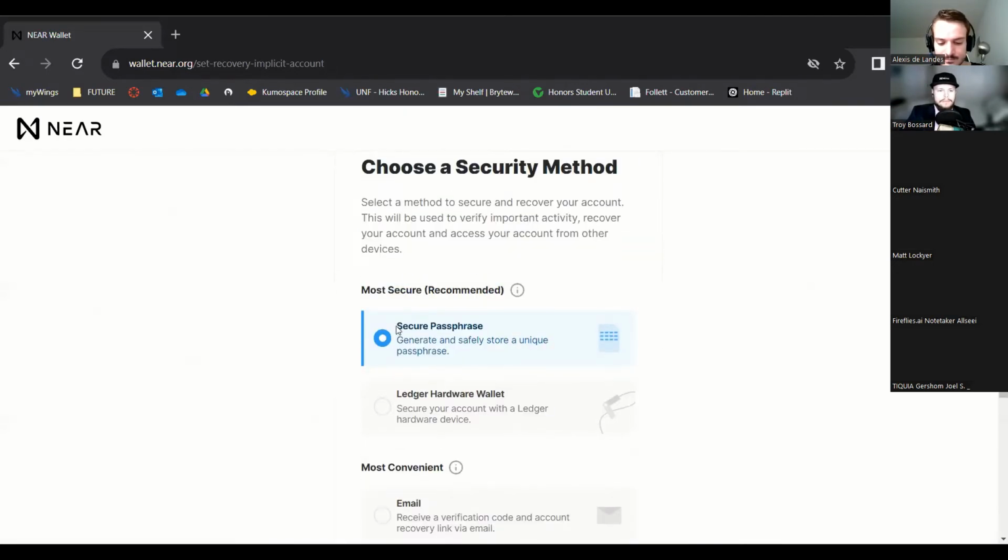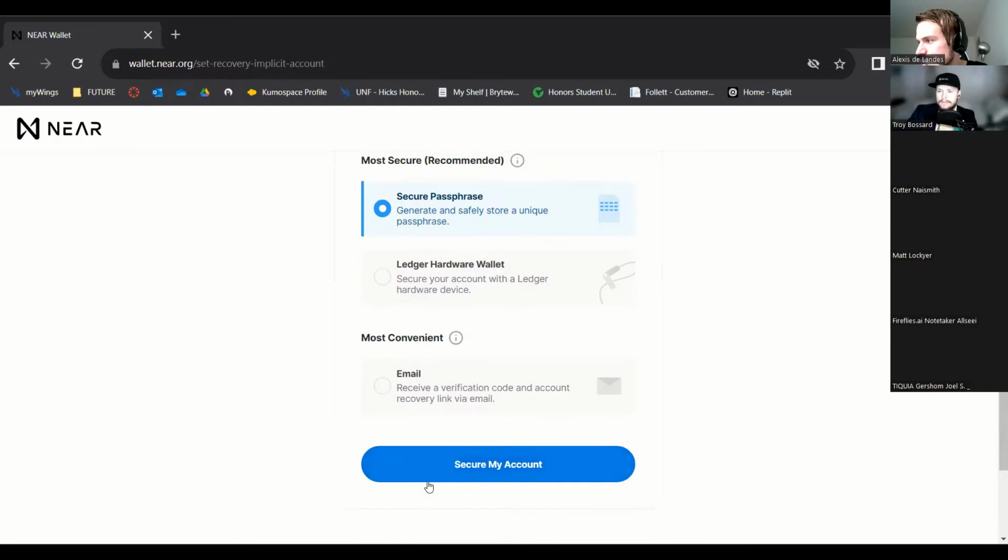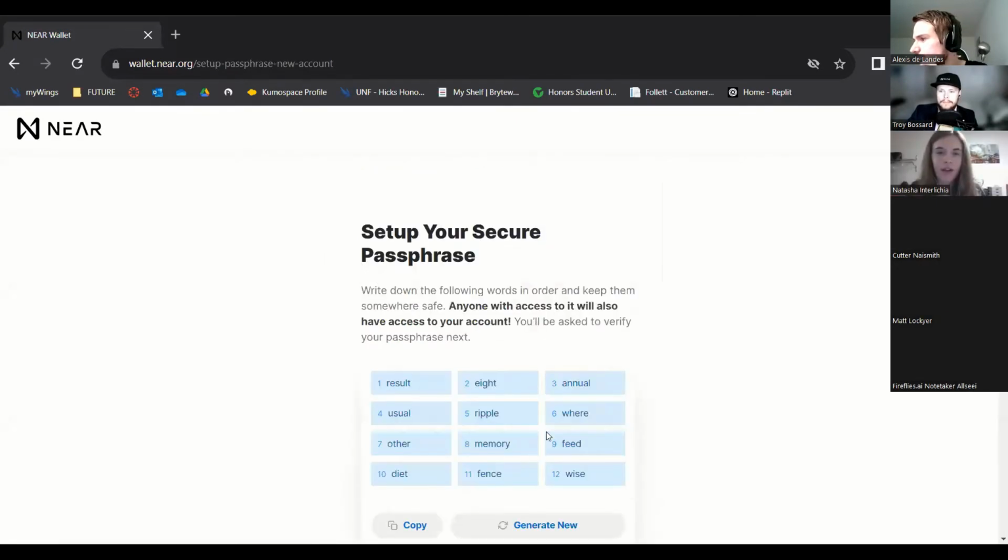You can do the secure passphrase, which is the same thing as a seed phrase, a Ledger hardware wallet, or email. I would suggest doing the secure passphrase just because it is going to be more secure. So I'm going to pick that one, and you hit secure my account.